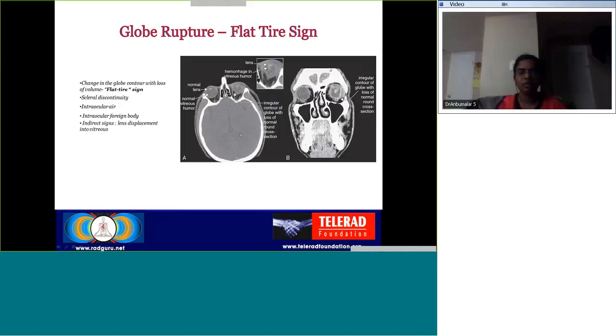Next comes the globe rupture. The sign we see is the flat tire sign. This is due to the loss of the intraocular volume. There is a scleral discontinuity. And the most common associations like intraorbital air and intraocular foreign bodies are indicative of the globe rupture. The indirect sign for this rupture is lens displacement into the vitreous.